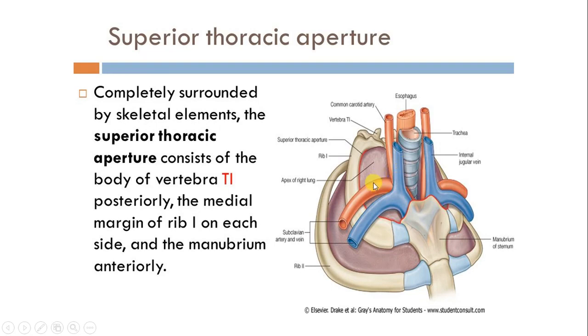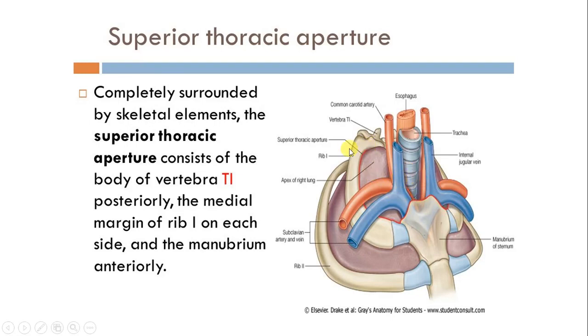But it is also called the thoracic inlet. Why? Because the great veins tend to enter into the thorax, and also the viscera, the esophagus and trachea, which are very important viscera, also enter into the thorax through this aperture. That's why this is also called the thoracic inlet. So both terms are used for this superior thoracic aperture.